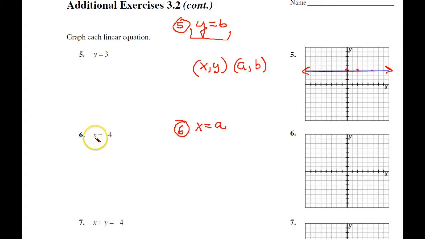Now, for our equation x equals negative 4, its general form is x equals a. This is the general form of the equation that is a vertical line going through a, and here a is negative 4. So 1, 2, 3, 4, and we can put a point anywhere else. As you do this in MathLab, we're going to get a line over here.